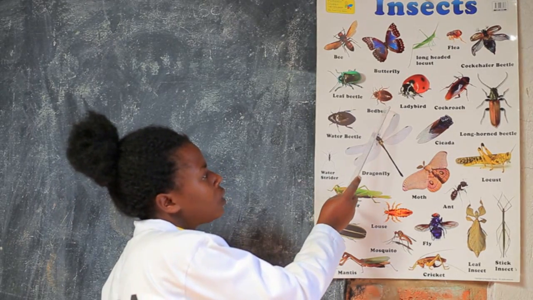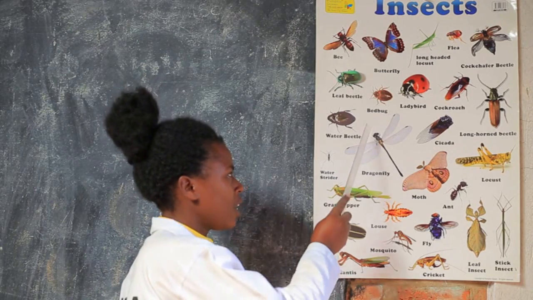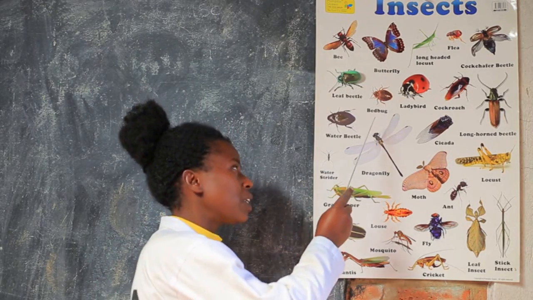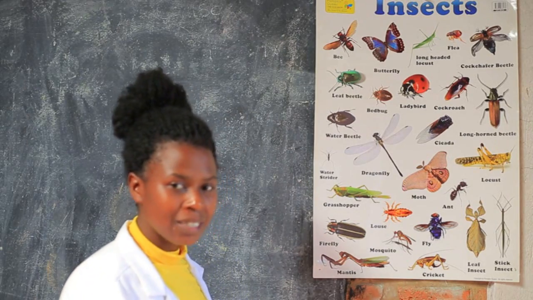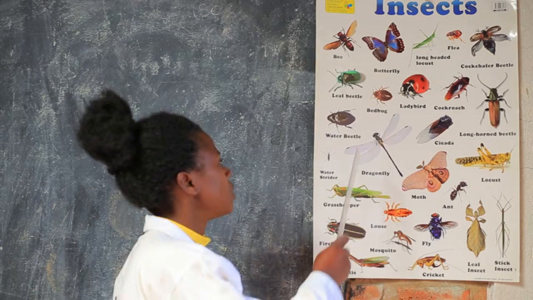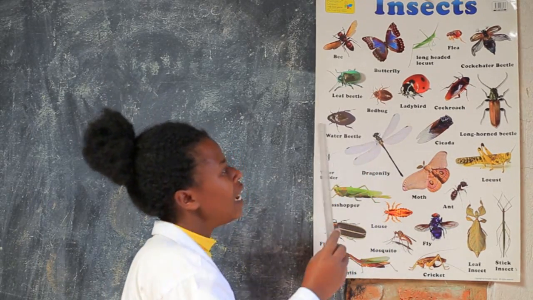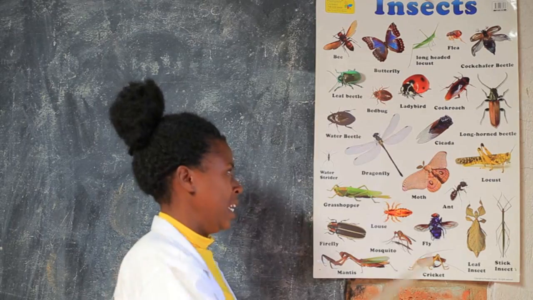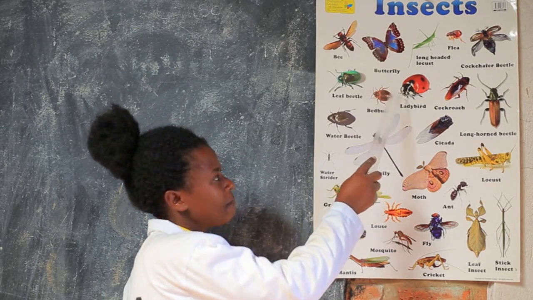So this one is called, who can tell me what is this one? This one is called a bedbug. We continue to another insect which is called ladybug. It's called ladybug.